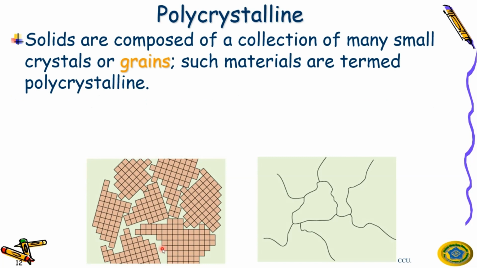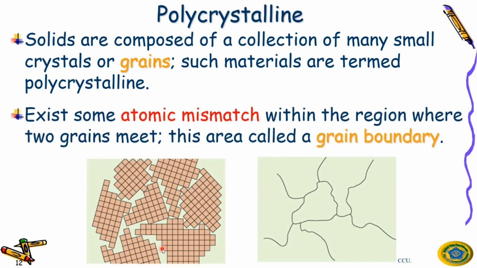This slide shows that solids are composed of a collection of many small crystals, or what we call grains. Such materials are termed polycrystalline. So there exists some atomic mismatch with the regions where two grains meet, and this area is called the grain boundary.